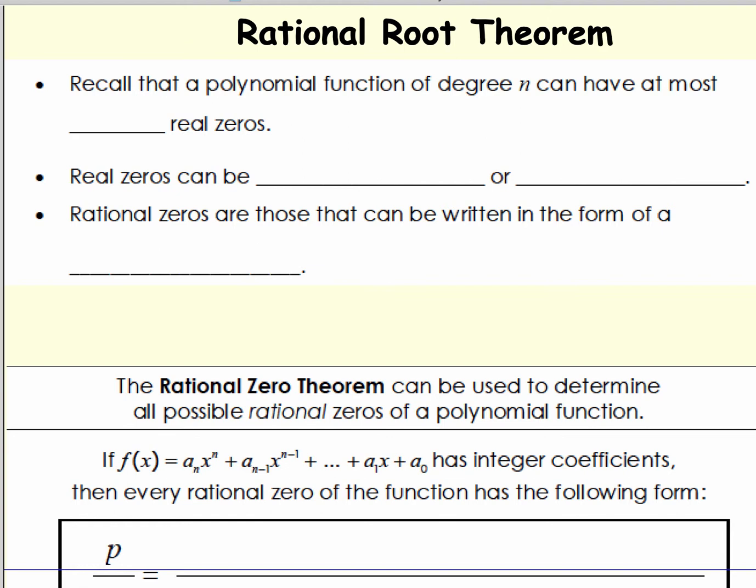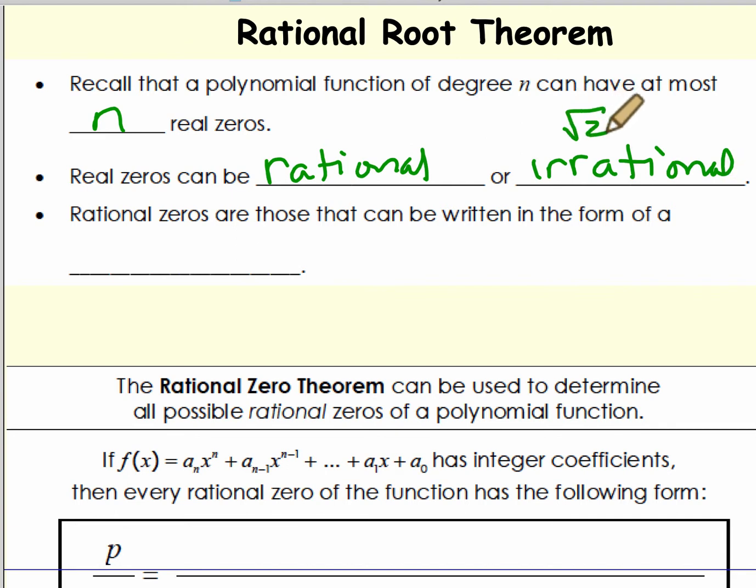Okay, so next we're going to go over the rational root theorem. So what we know about polynomials is that the degree tells us the maximum number of real zeros. Okay, so we know that real zeros can be what we call rational or irrational. Irrational numbers are numbers like square root of 2, but a rational number is any number that can be written as a fraction. Rational zeros are those that can be written in the form of a over b.